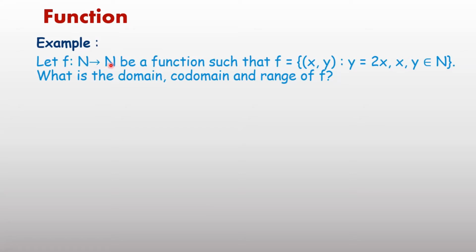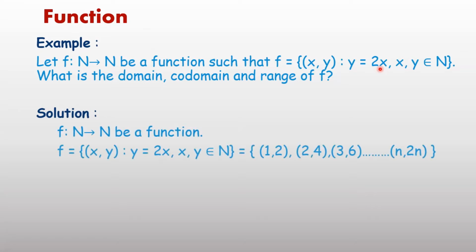Now next, f is a function from N to N. In the previous example I took f as a function from A to B. In place of A and B I have written N to N, where N means natural numbers: a function from natural numbers to natural numbers, defined as y = 2x. You have to write the domain, codomain and range of f. Using the definition, first you have to write ordered pairs (x, y) with y = 2x. For different values of x, we can find y.